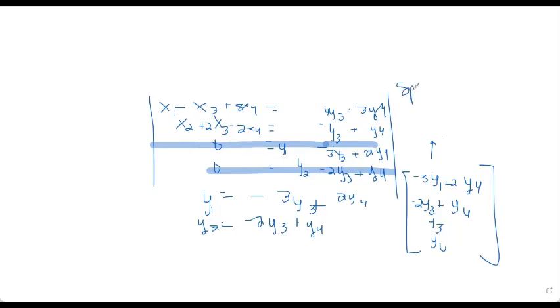is the span of (-3, -2, 1, 0), comma, (2, 1, 0, 1). And that's your kernel. So that's how you do that. And I just want to clarify that. That was from a long time ago.